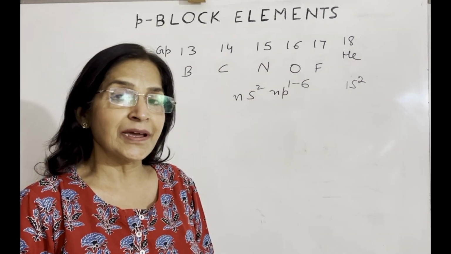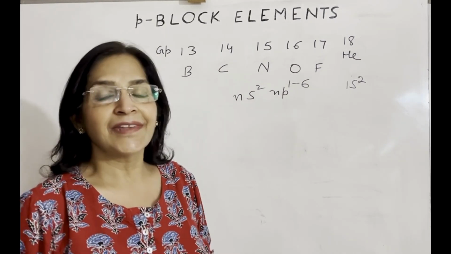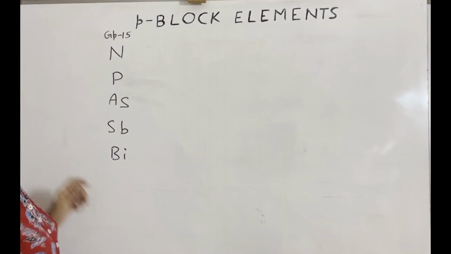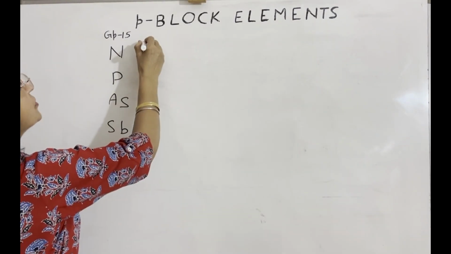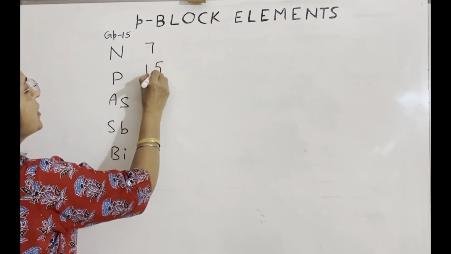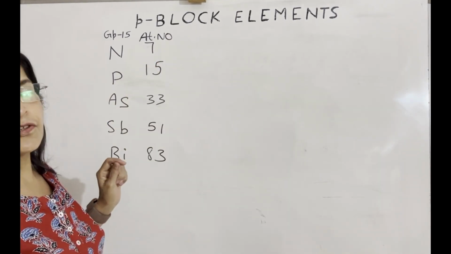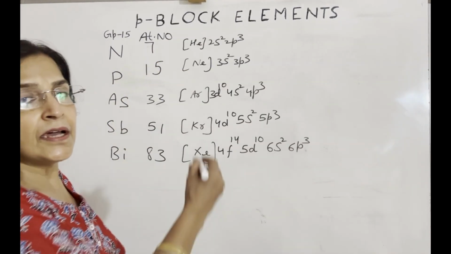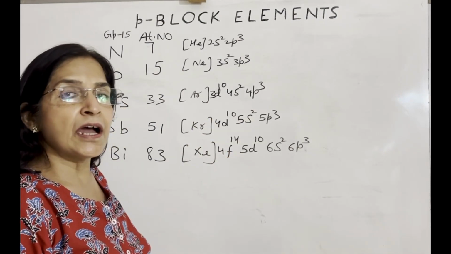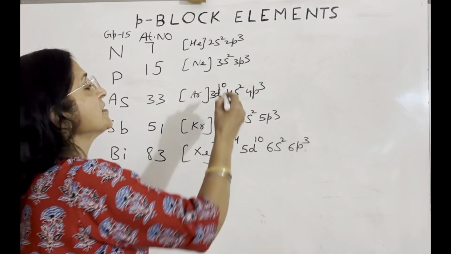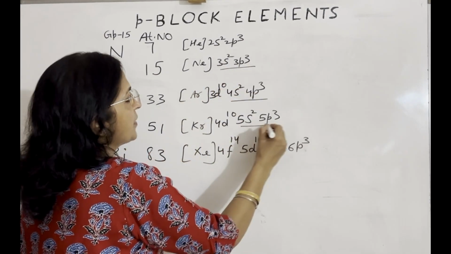We will study today about group 15 elements. These are the elements of group 15. Their atomic numbers are nitrogen 7, phosphorus 15, and so on, and these are the electronic configurations of these elements. The electrons present in the outermost shell in each case are same, 5, 5, 5.